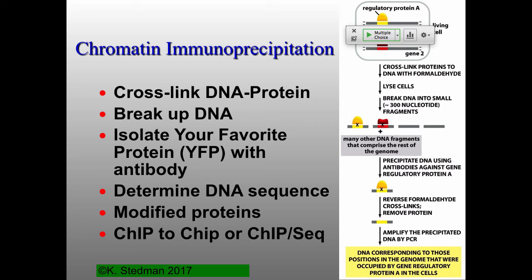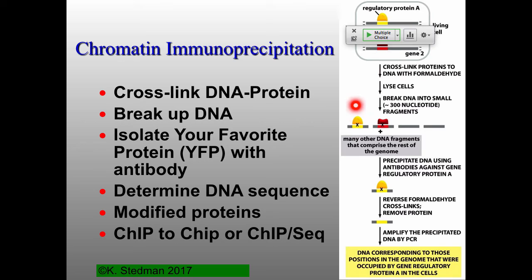So the way that this is done is you literally take a cell, which is hopefully happily growing, has your favorite DNA binding protein in it. For instance, regulatory protein A up at the top here, the yellow one. And then cross-link all of these proteins to whatever DNA they're associated with. So now you have this massive mixture of all the proteins bound to all the DNA, and now what you need to do is pull out your favorite protein and the DNA that it's interacting with. So you've put all these things together, then the immuno part comes in. This is chromatin, right? Chromatin is the DNA protein association with each other.